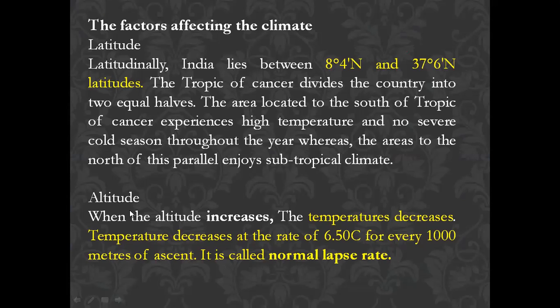The next factor is altitude. Increasing altitude, that is, increasing height, leads to a change of climate. For every 1,000 meters you go up to higher altitudes, the temperature decreases by 6.5 degrees Celsius. That is known as the normal lapse rate. So these two factors, altitude and latitude, change the climate of India.